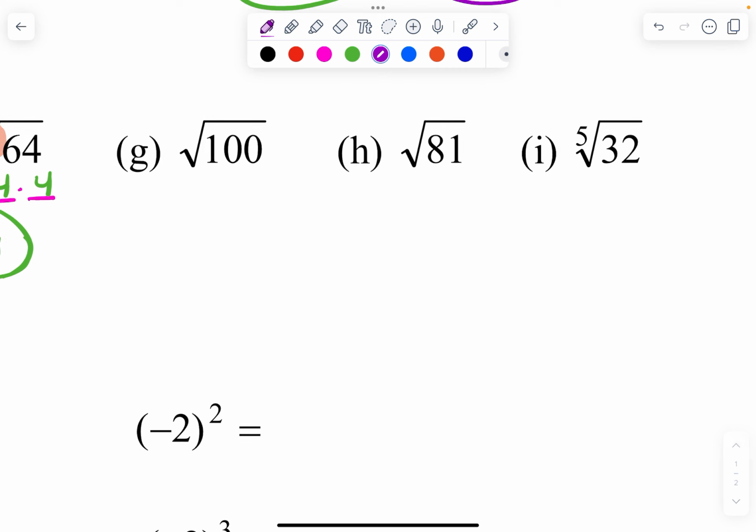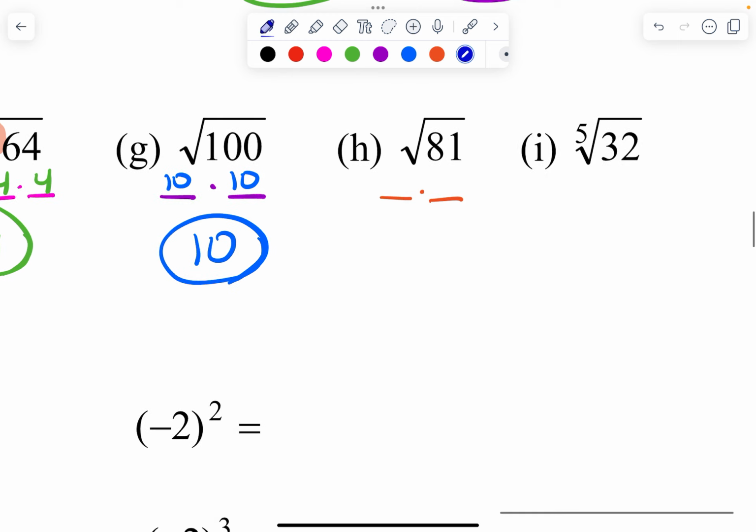Part G, back to square root. So blank spot times blank spot is 100. That's going to be 10 times 10. So square root of 100 is 10. Part H, back to square root again. So blank times blank is equal to 81. How about a 9 times 9? So square root of 81 is 9.